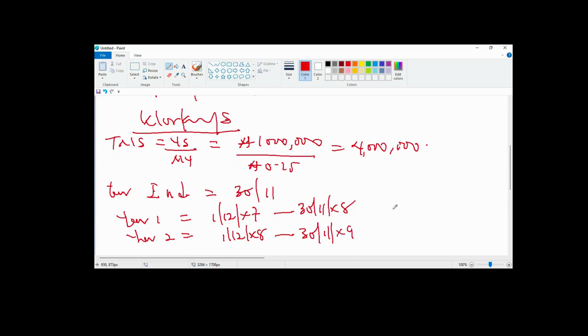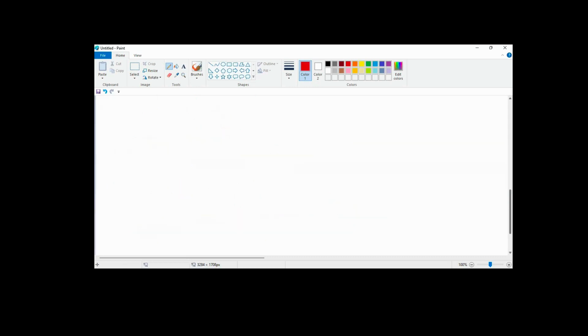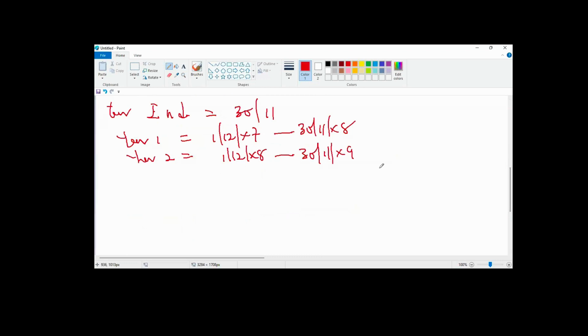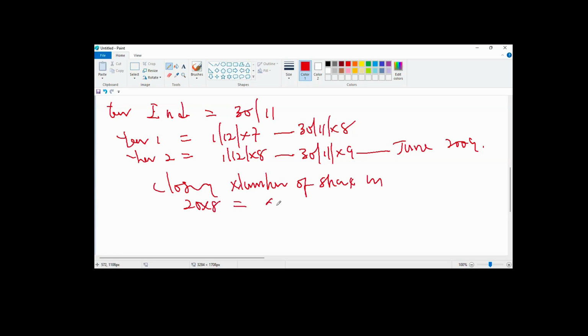When did they make the rights issue? I will check when the rights issue was done. They say the rights issue was done in June 2009, in the second year. Therefore, I can calculate the closing number of shares in 2008, which will be 4 million, which is going to be the opening in December 2008.